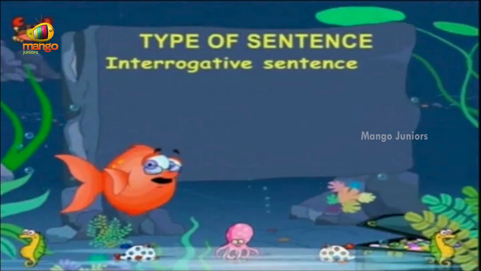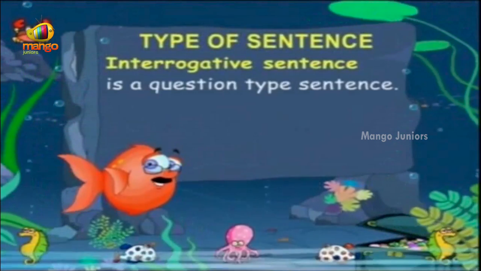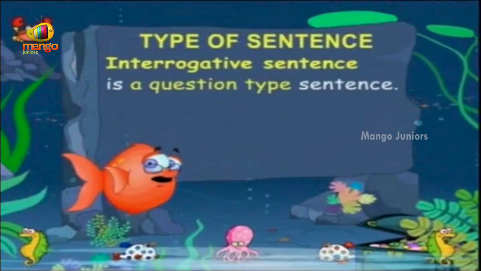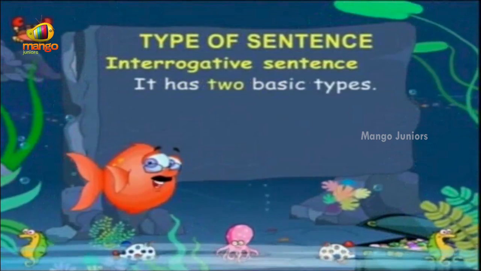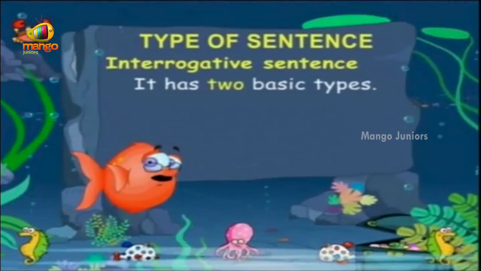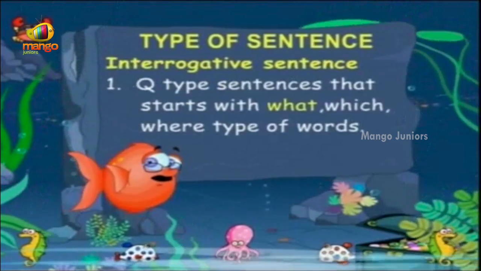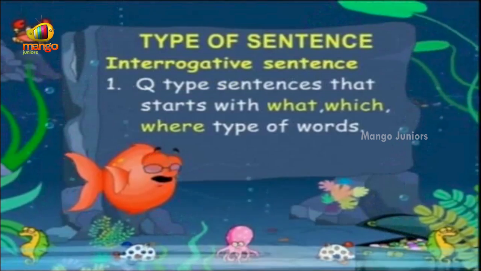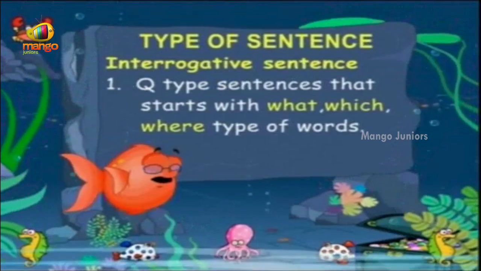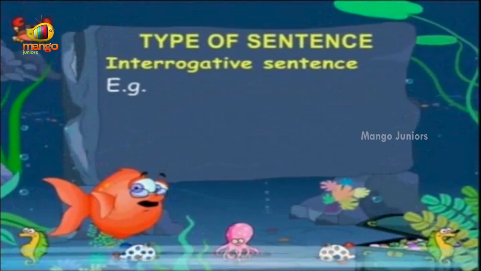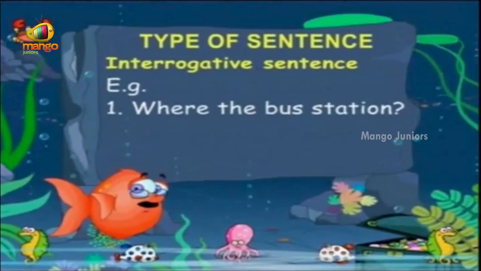Interrogative sentence. Interrogative sentence is a question type sentence. It has two basic types. Question type sentences start with what, which, where type of words. Example, where is the bus station?